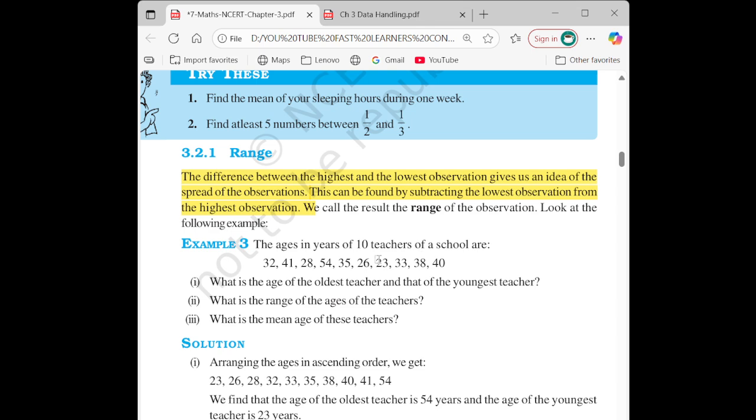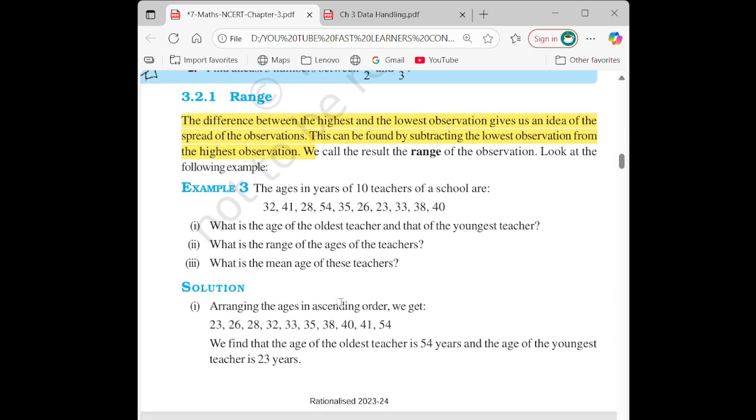These are the ages of 10 teachers. Now who is the youngest one? Let's find out. The lowest one is 26. And which one is the highest, the oldest one? That is 54 years old. So the range of this data is starting from 26 to 54. So you need to subtract 26 from 54, and you'll get the range of the data.